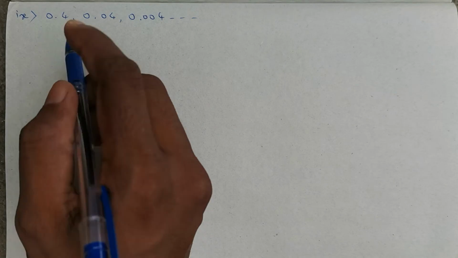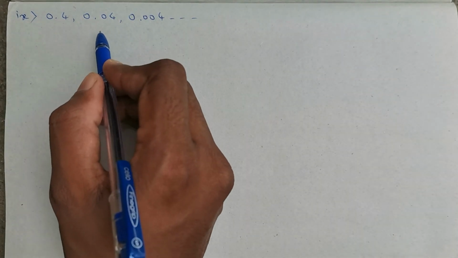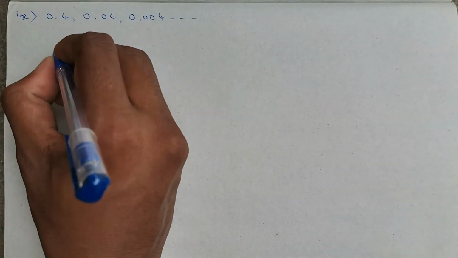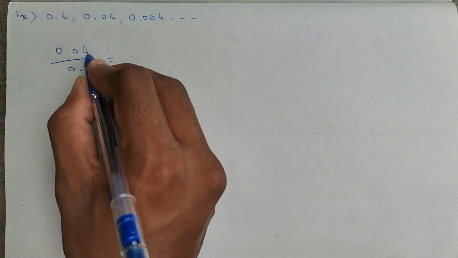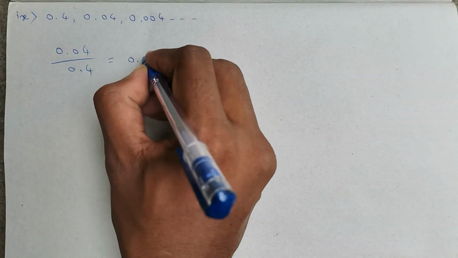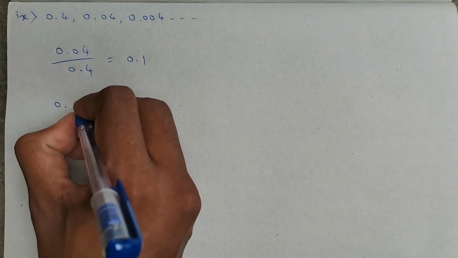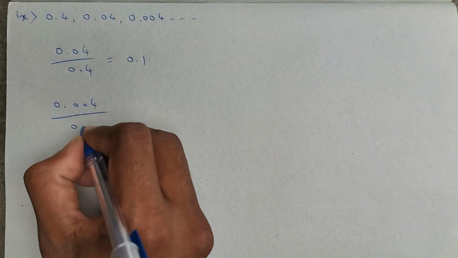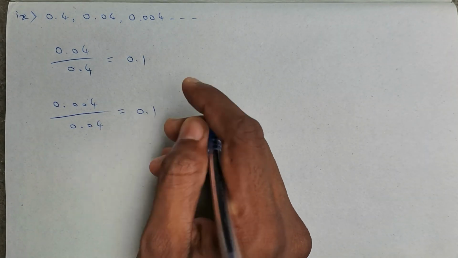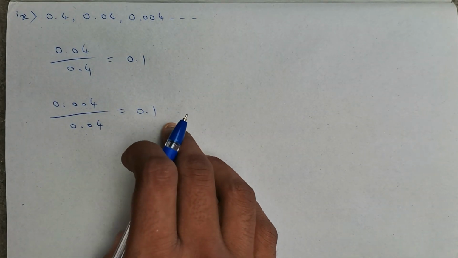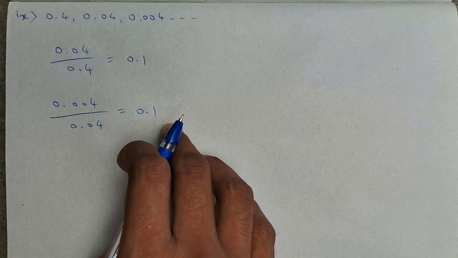Okay, the next question is 0.4, 0.04, 0.004. Second term 0.04 divided by first term 0.4 is 0.1. Third term 0.004 divided by second term 0.04 is 0.1. Here both the ratios are the same, so we can say this is in GP.